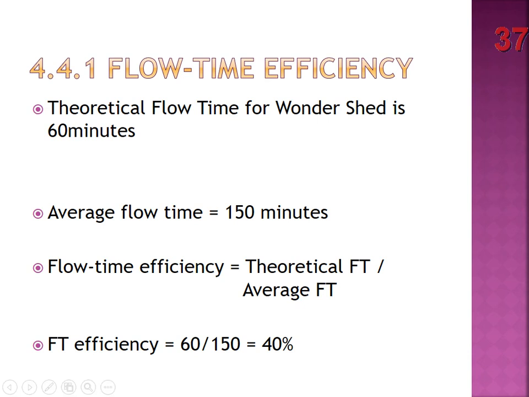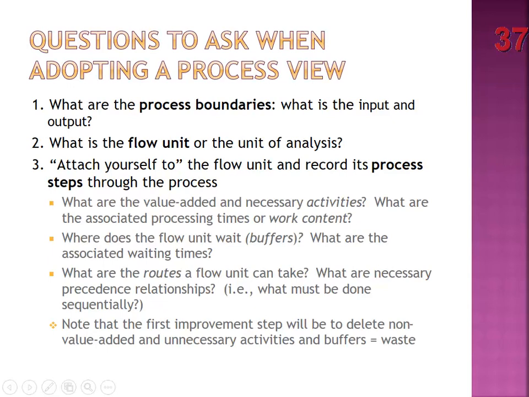Okay, so when we adopt a process view, we have some questions that we should be asking. And you've asked some of them already. So what are the process boundaries? What's the input and output? What's the flow unit? So you can attach yourself to that flow unit and record your process steps. Okay. And so as you're doing that, you're asking yourself, what are the value added and necessary activities? And what are the associated processing times or work content? Okay. Where does the flow unit wait? So what are those buffers and what are those associated waiting times? What are the routes a flow unit can take? What are the necessary precedence relationships? What must be done sequentially?